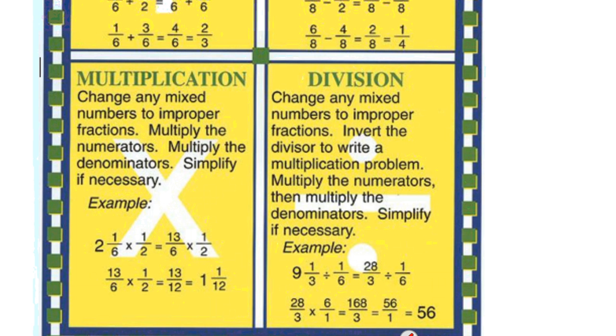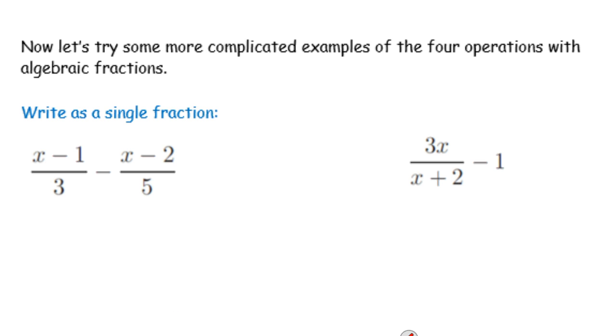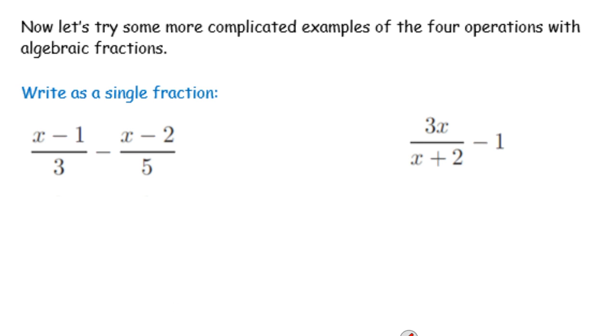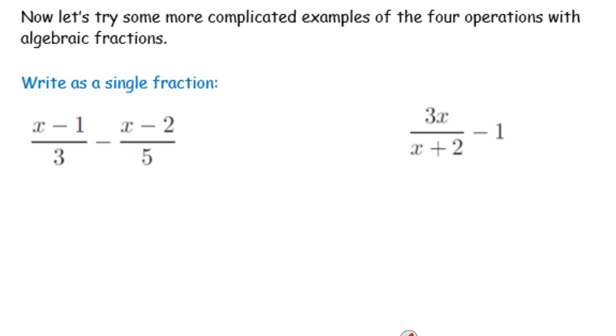Okay, so now we've done a little recap. Let's go on to the examples on the next page. So again, these are nothing new, but they're just more complicated versions of ones you've had in the previous 2 lessons. So now let's try some more complicated examples of the 4 operations: add, subtract, multiply, divide, with algebraic fractions. Notice in my examples I actually don't have any divide in there, sorry, I forgot to put some divide in there. Okay, but let's just do the multiply, subtract, and add ones.